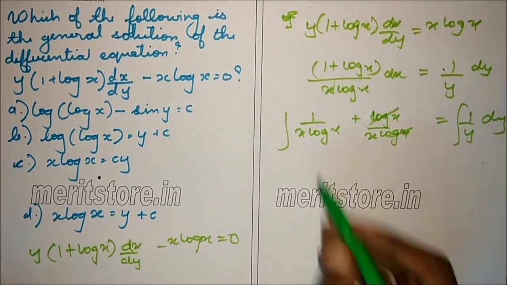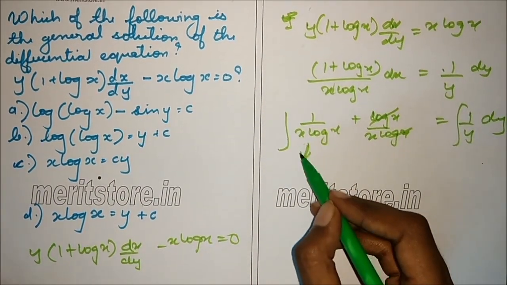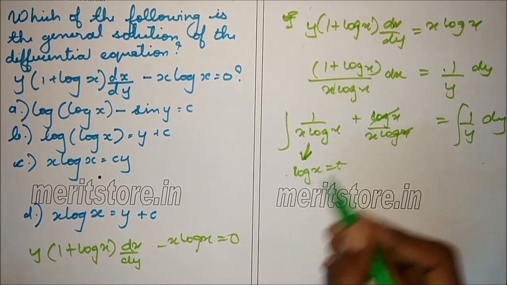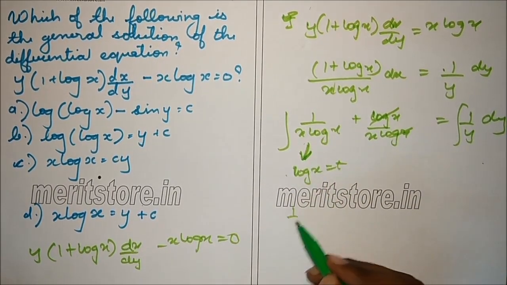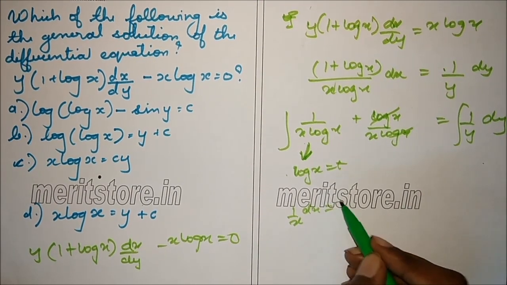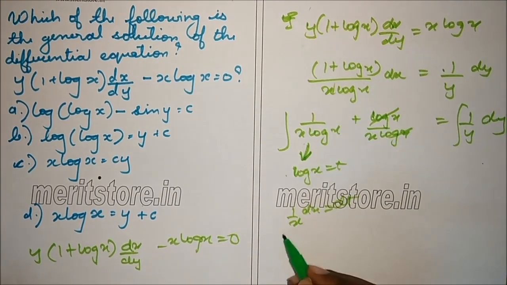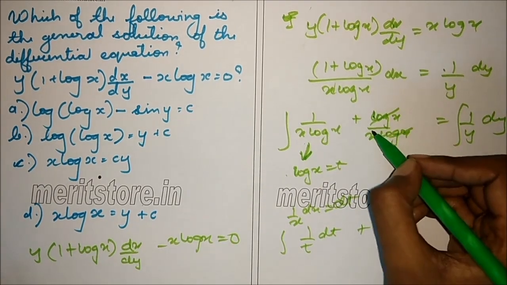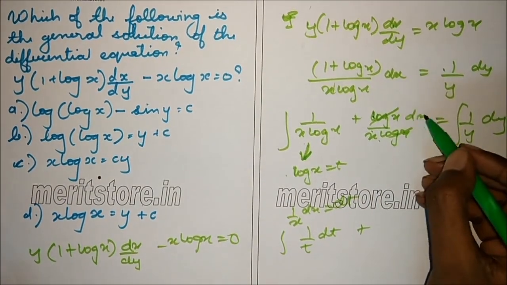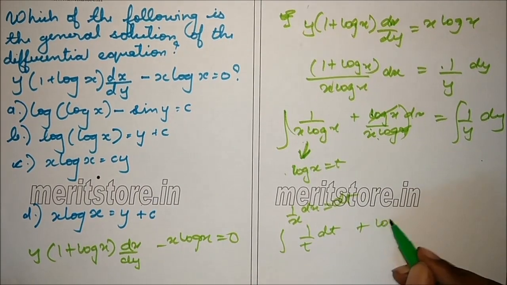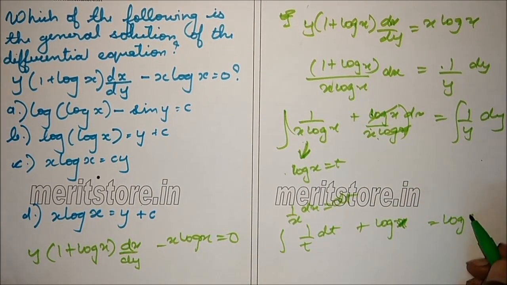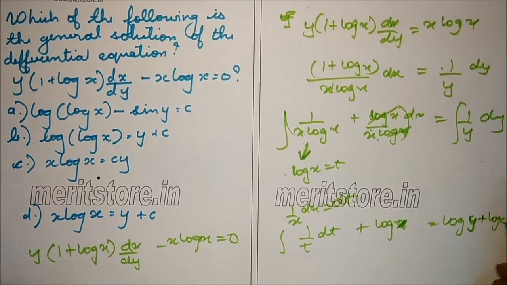So now we integrate this. Here if we take log x equals t, then differentiation gives 1 by x dx equals dt. So this will be integration of 1 by t dt plus integration of 1 by x dx, which will be log x, and this is equal to log y plus say log c. Let this be a constant.